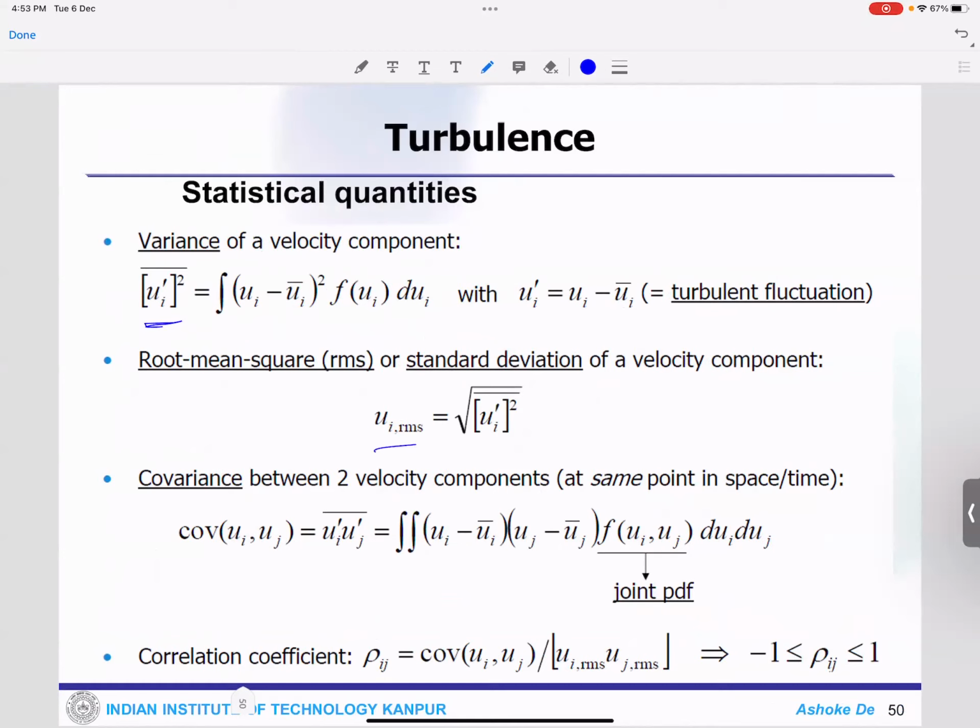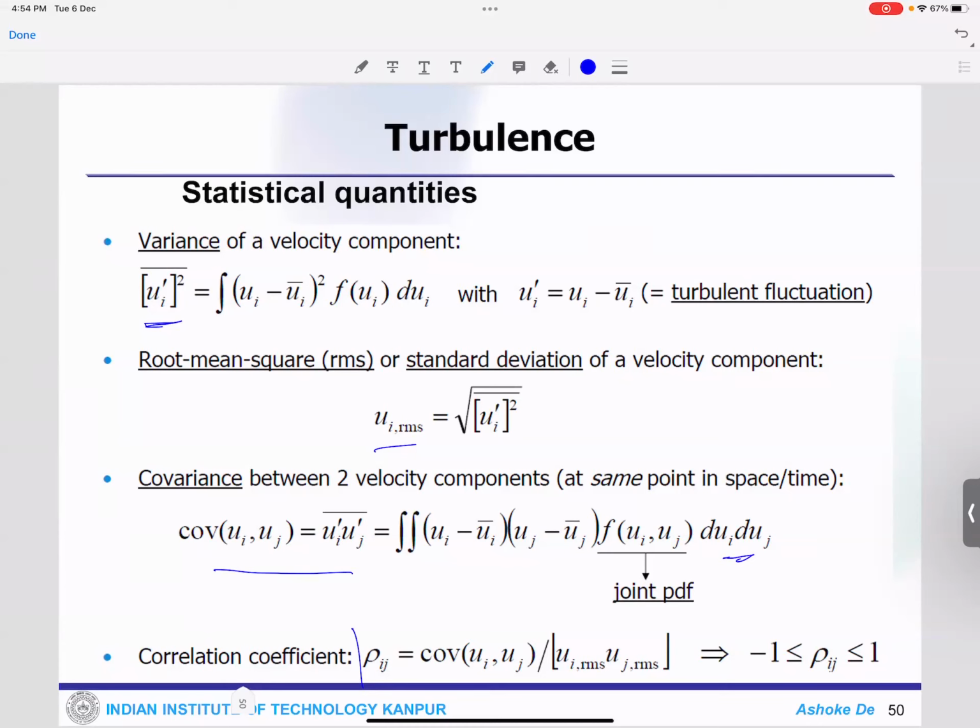Then at the same time, you can have the covariance between two velocity components in space or time. This is called the covariance, the joint PDF of these quantities, and you can find out the correlation coefficient as well. This connects two velocity components at different spatial locations. At different spatial locations, how are they correlated?